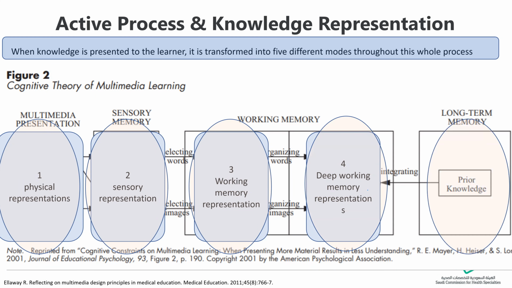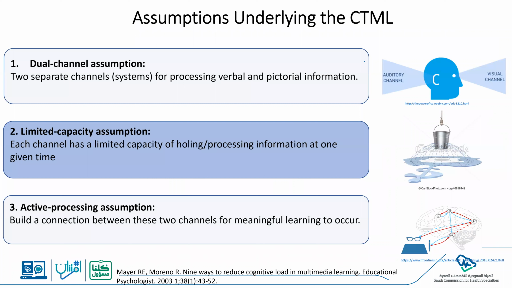Now the final step is when all of this will link together, the verbal and the pictorial, and it's going to work with any prior information or knowledge you have, and it's going to be stored in the long-term memory, and it's going to be activated, and that's what's called the long-term memory representation. So this is called the active process. So we finished the first dual one, and we just talked generally about the active process.